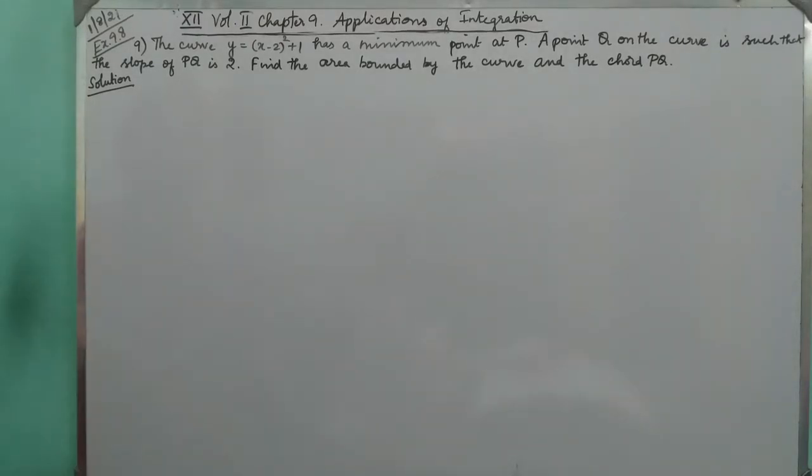Sum number 9. The curve y is equal to (x minus 2) the whole square plus 1 has a minimum point at P. A point Q on the curve is such that the slope of PQ is 2. Find the area bounded by the curve and the chord PQ.